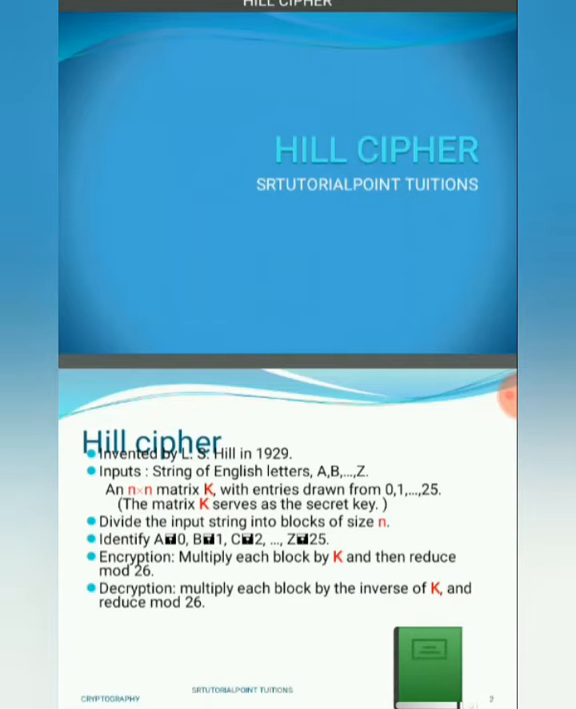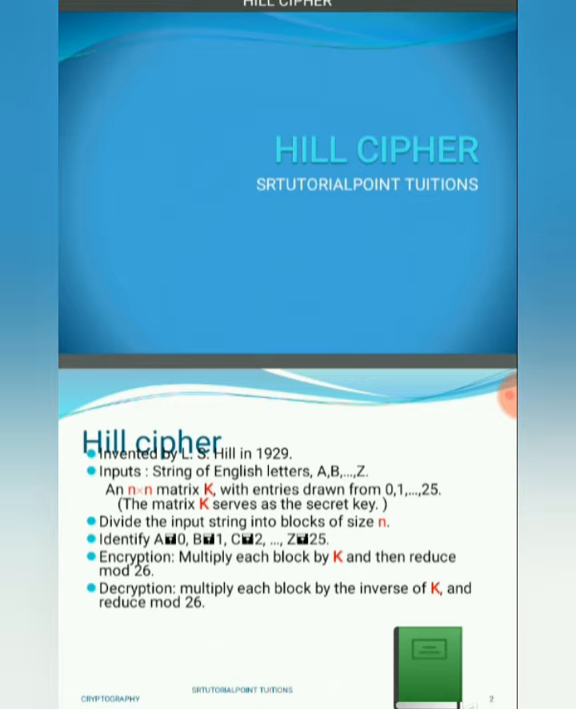Okay. In this session, we are going to see about Hill cipher. Hill cipher is a substitution technique which is used for encryption and decryption purposes. Here, the inputs will be English letters from A to Z, with entries drawn from 0 to 25. A will be assigned the value 0 and Z the value 25.